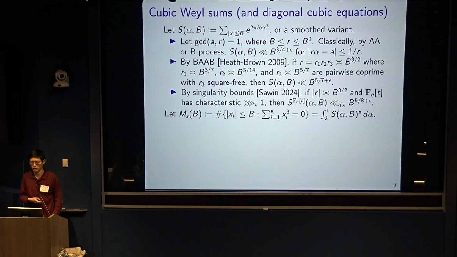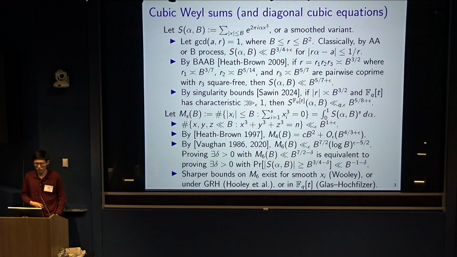sum of s cubes equals 0, where the variables go up to size b, as the sth moment of the Weyl sum. Okay, integral from 0 to 1, or integral over the unit circle, of the Weyl sum to the s. So the quality of the most basic approach is that the quality of the Weyl sum bound determines the quality of the error term, or how small s can be, if you want an asymptotic for M_s(b), the s-th moment. So let me just say for small values of s what is known.